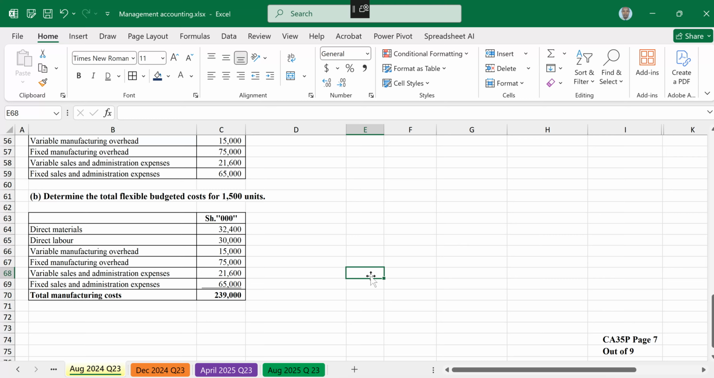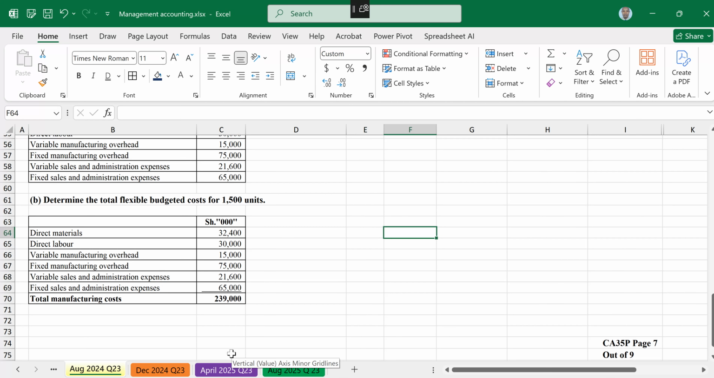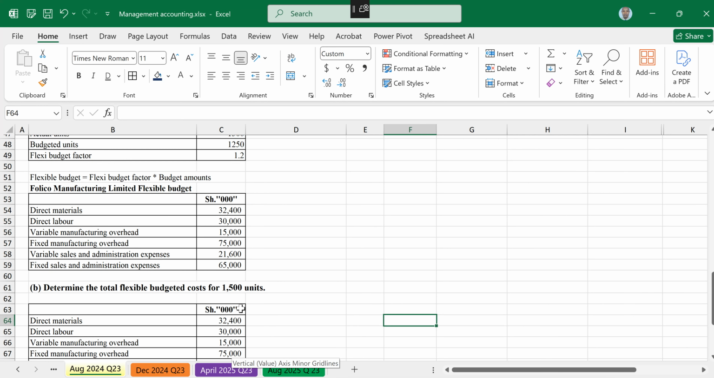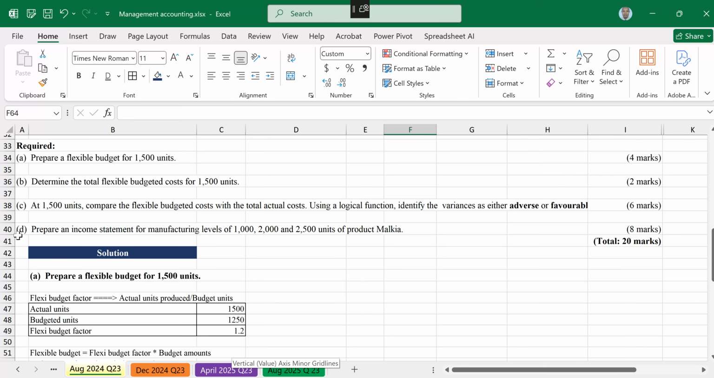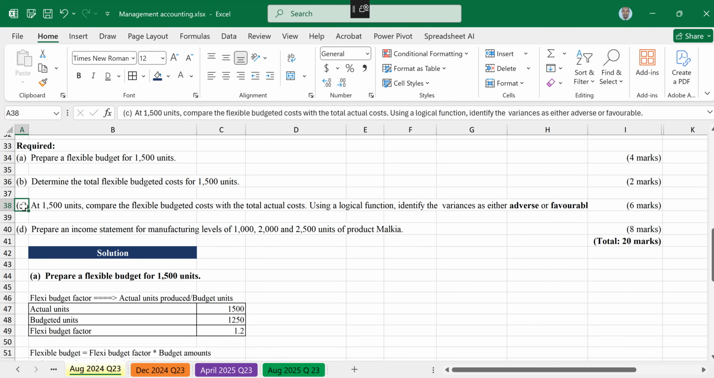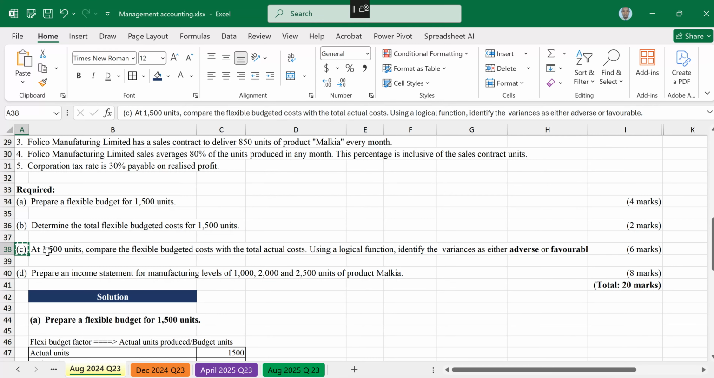Part B. Part C. At 1,500 units, this is part C. You can copy this all.